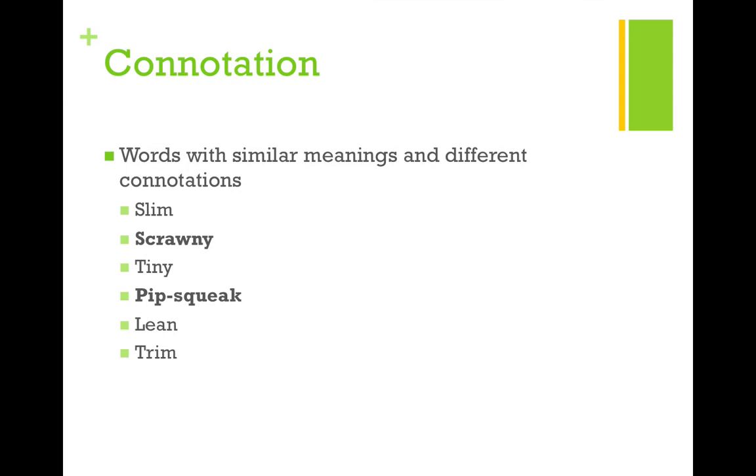Let's look at this set of words that have a similar meaning but different connotations: slim, scrawny, tiny, pipsqueak, lean, and trim. Slim and trim and lean probably have a positive connotation. You would not be insulting somebody if you called them lean or trim. However, you might be insulting someone if you call them scrawny or pipsqueak, because those two words have a negative connotation associated with them. So be mindful of the connotations of words, especially when you're writing.